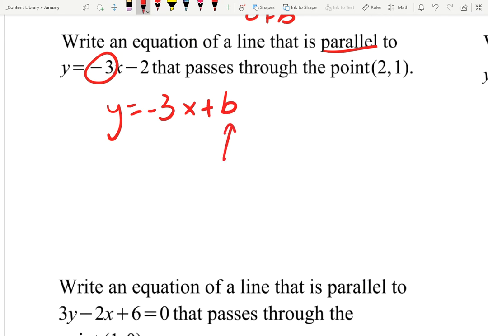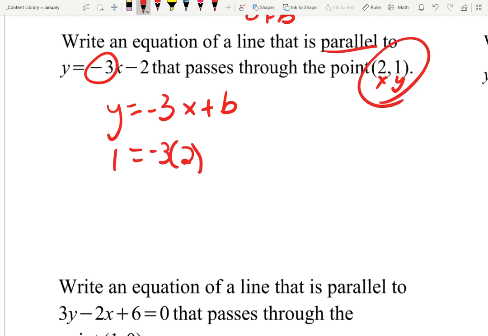But just again, all these problems have that same thing in common. What is this b value, right? We don't know. We only know what our slope is. We plug in the x and the y that we're given, and we find out what the b value is. So the y is 1. The x value is 2. And I'm getting that from this point over here, plus b. So we're going to solve this for b.